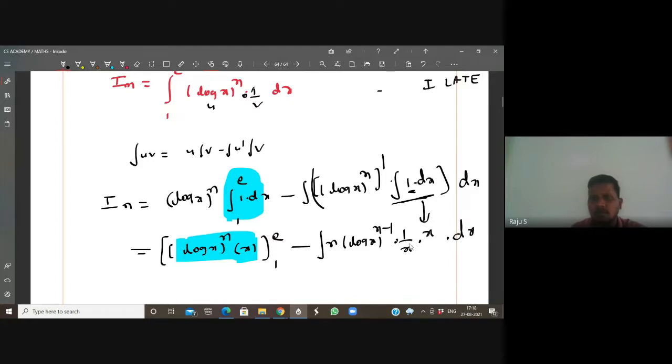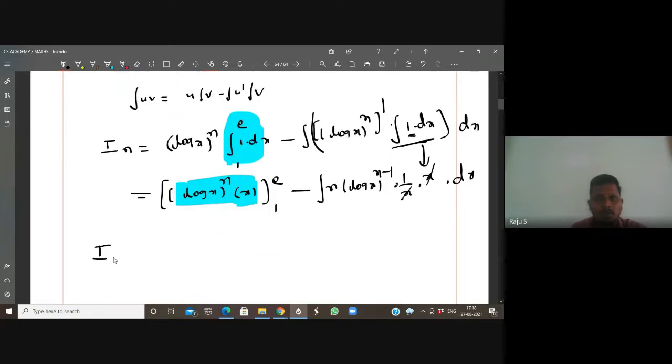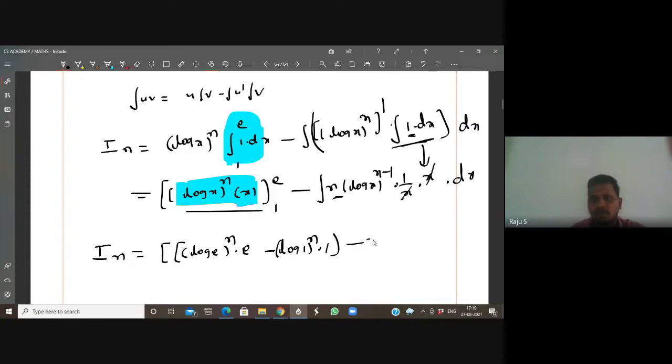Log x derivative 1 by x, x gets cancelled. So In is equal to, when I apply the upper limit here, (log e) whole power n into e minus (log 1) whole power n into 1. I applied upper limit, lower limit for the first one. Coming to the second one, n is common, take it outside: integral (log x) whole power n minus 1 into dx, 1 to e.